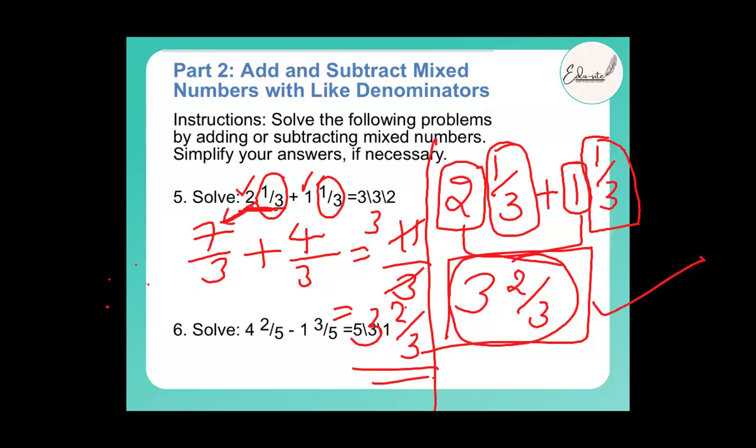How to convert it into the improper fraction is, 2 into 3 is 6. 6 plus 1 is 7. 7 by 3. 3 into 1 is 3. 3 plus 1 is 4. 4 by 3. Okay.